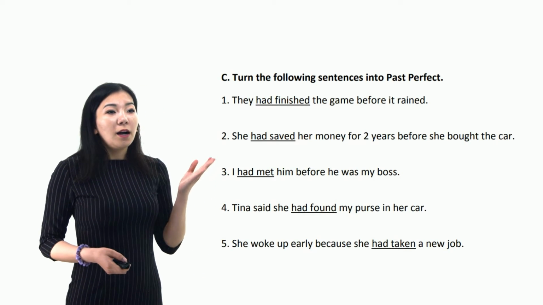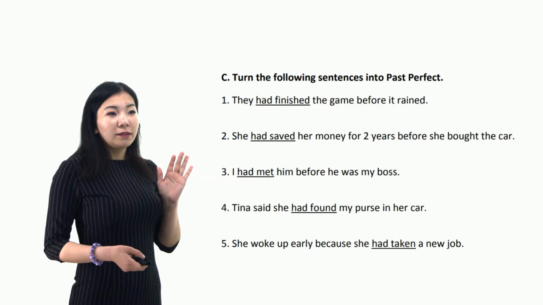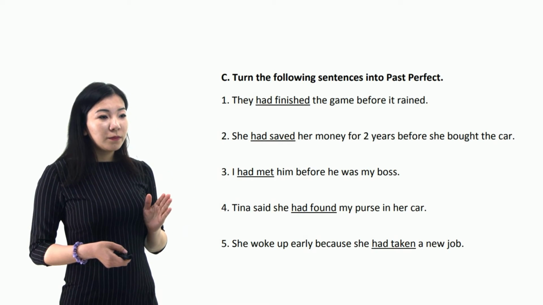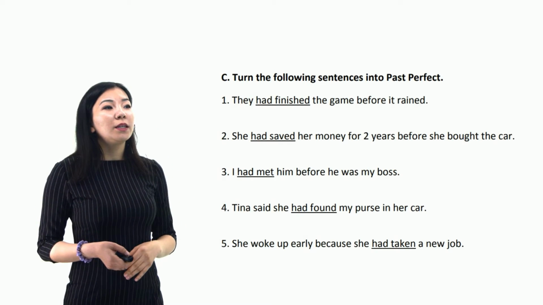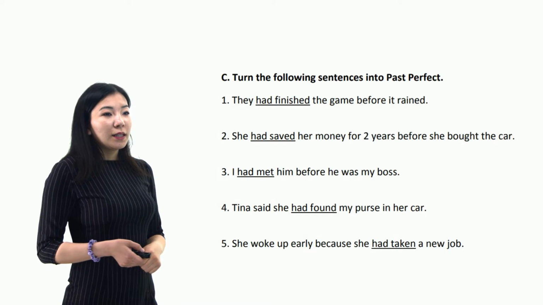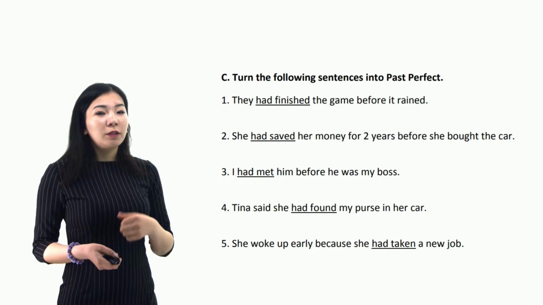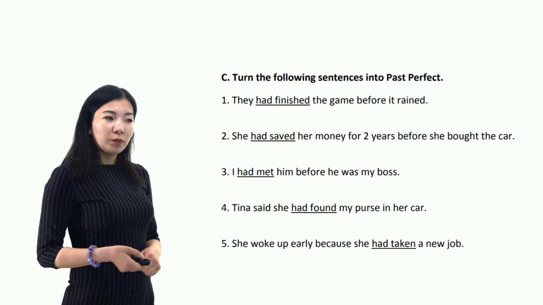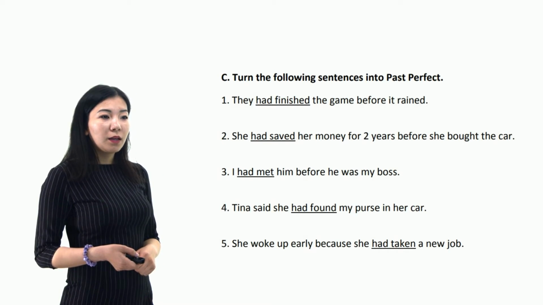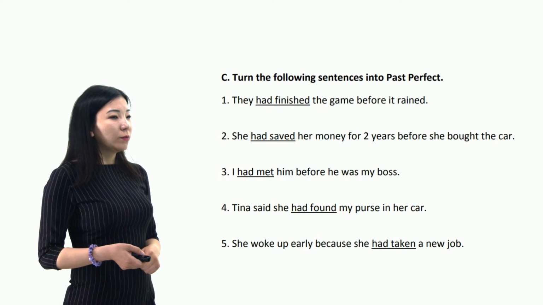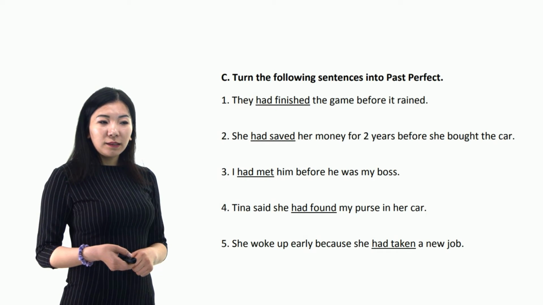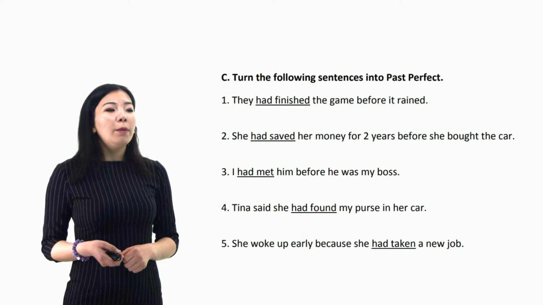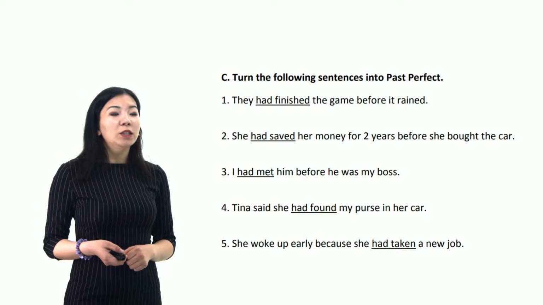And the answer for the last task is here. So, you see, all the sentences are in past perfect. They had finished the game before it rained. She had saved her money for 2 years before she bought the car. I had met him before he was my boss. Tina said she had found my purse in her car. She woke up early because she had taken a new job.